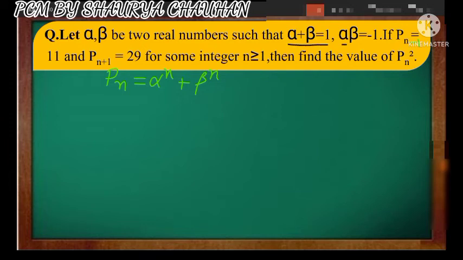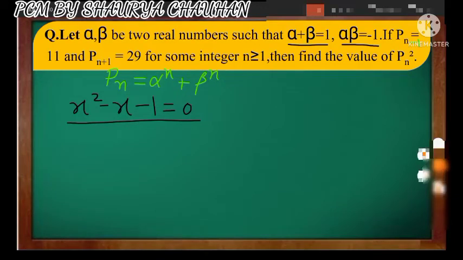So now x square minus sum of roots, which is 1, so minus 1x is minus x. So x square minus x minus 1 equals 0. The quadratic equation is x square minus x minus 1 equals 0. So now we can apply Newton's formula here.